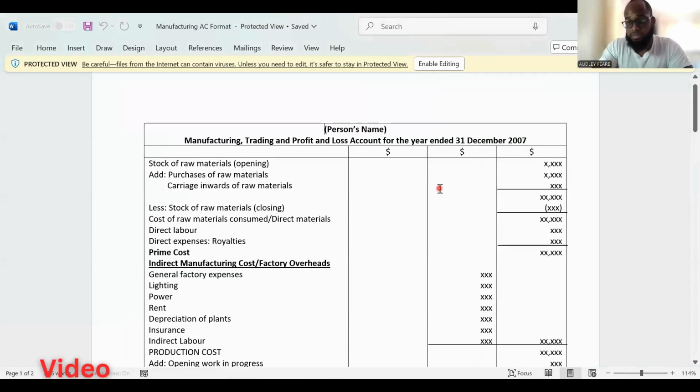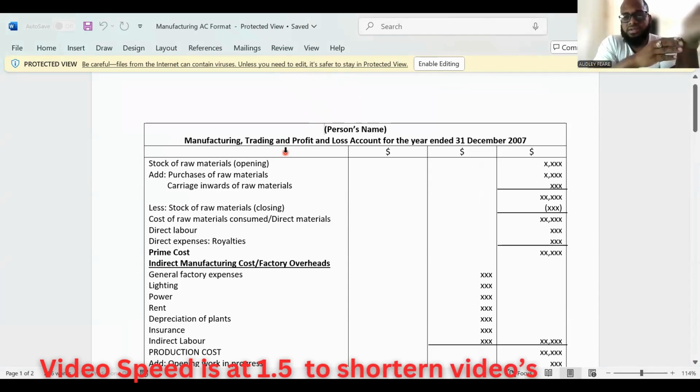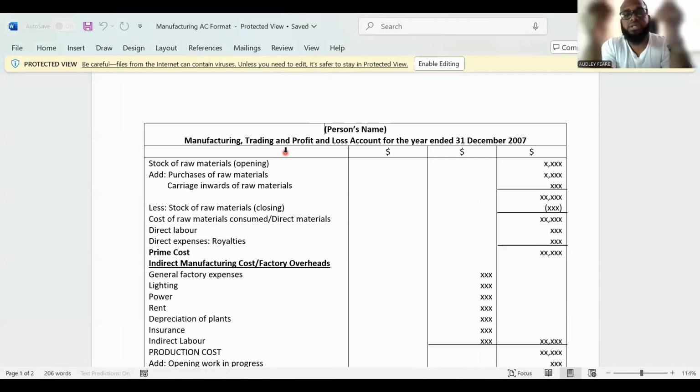You'll put the person's or the business's name. And remember that not all businesses buy their stock and sell. Some businesses actually manufacture their products, and as a result, they would need a manufacturing account in addition to the trading and profit and loss account or the income statement. And as such, we have to draw up one of these.